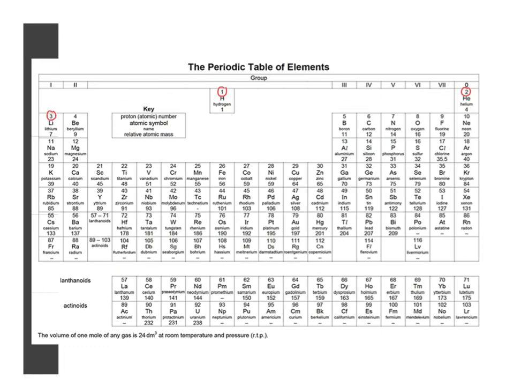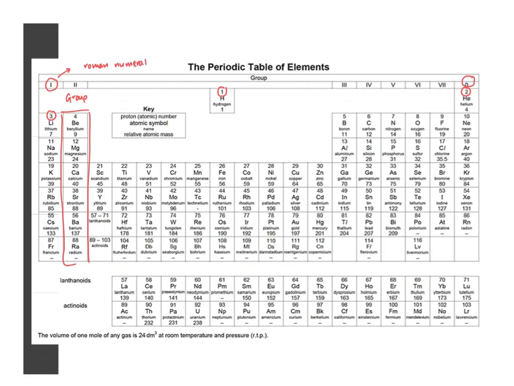Now furthermore, these elements are grouped into vertical columns and horizontal rows. There are 8 vertical columns, and the vertical columns are called your group. So we have group 1 all the way to group 0. One thing to take note is that when writing the group number, we always use the Roman numeral in the O-level context.